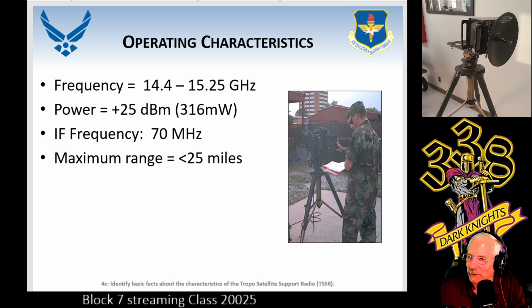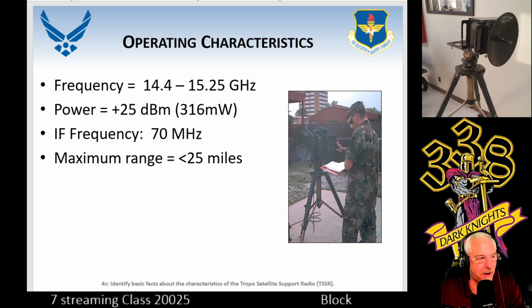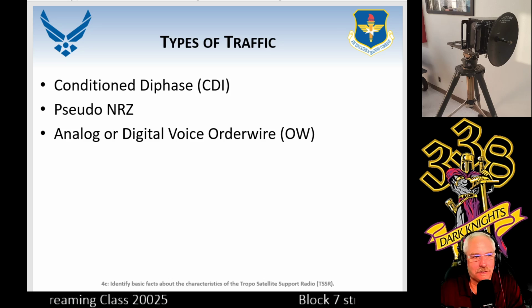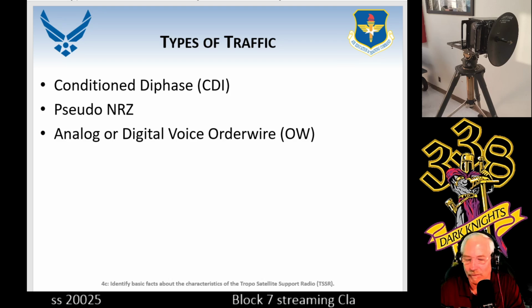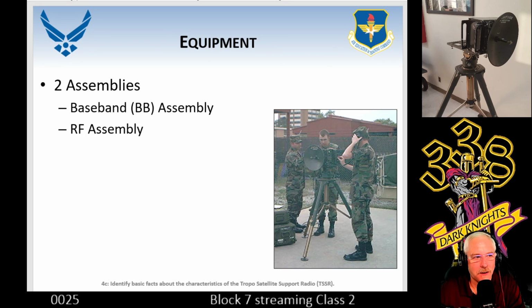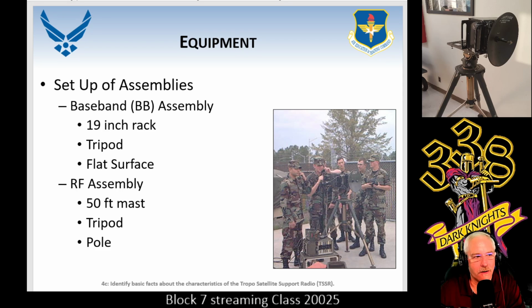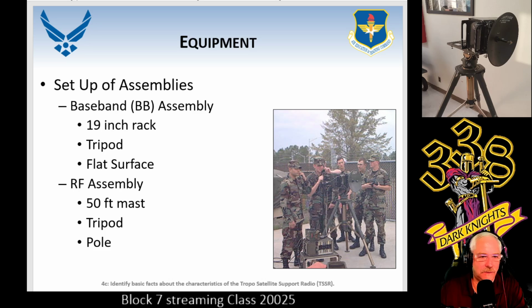Yeah. You can see the frequency range, the power, the RF frequency. Max range is when we have the 2 foot on there, less than 25 miles. 3 types of traffic: conditioned diphase, pseudo NRZ, and analog or digital voice order wire. There are 2 assemblies. There's the RF assembly and the baseband assembly that can be put on either the tripod or pole, but as far as that 2 foot dish, as far as the 1 foot dish, can only be put on the mast.